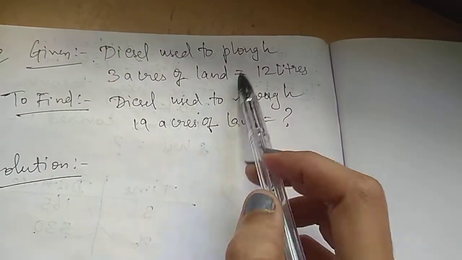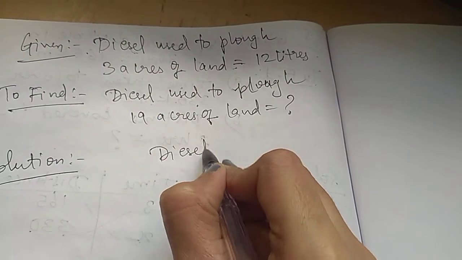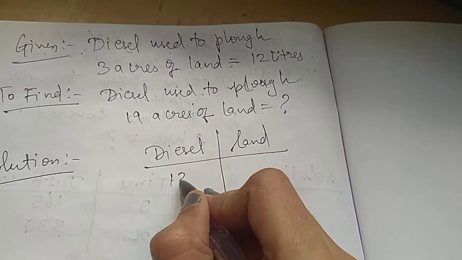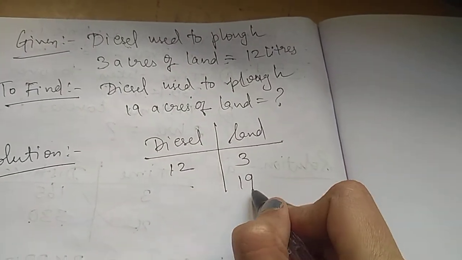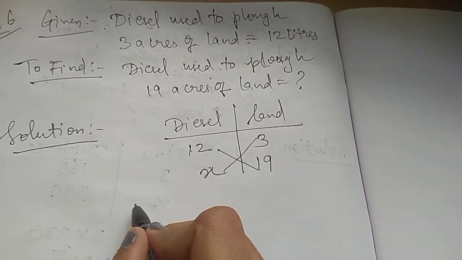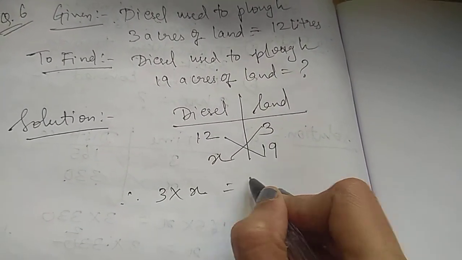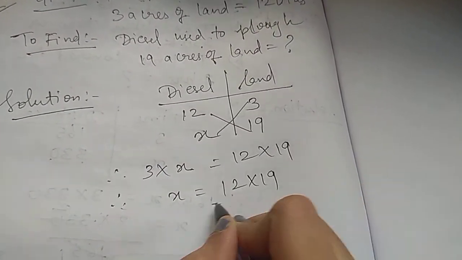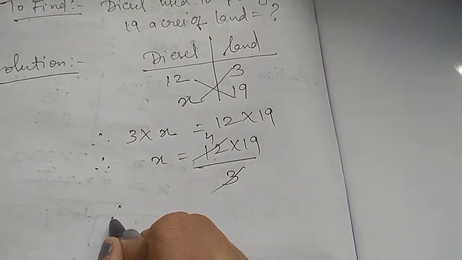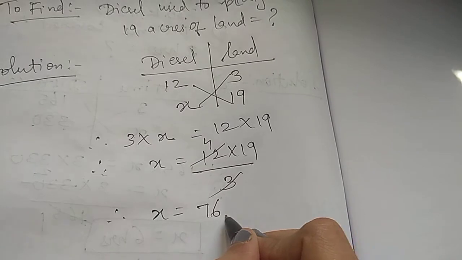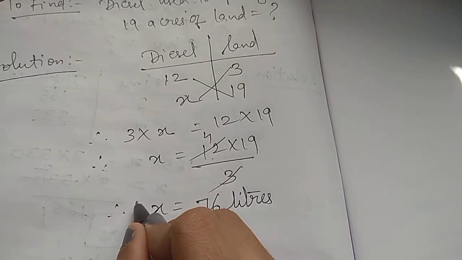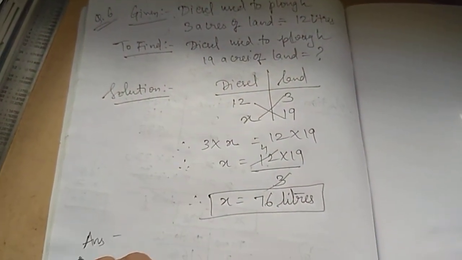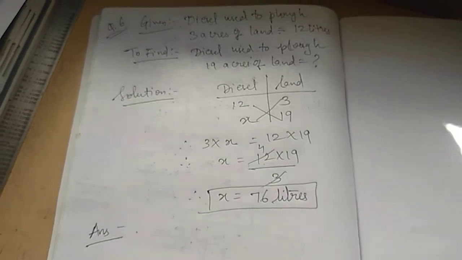What are the aspects? Diesel and land. So 12 liter diesel for 3 acre land. So for 19 acres land, x. 3 into x, 12 into 19. 3 ones are 3, 4s are 12. 19 fours are 76 liters. Okay. Now for every sum I want you all to frame the answer statement.